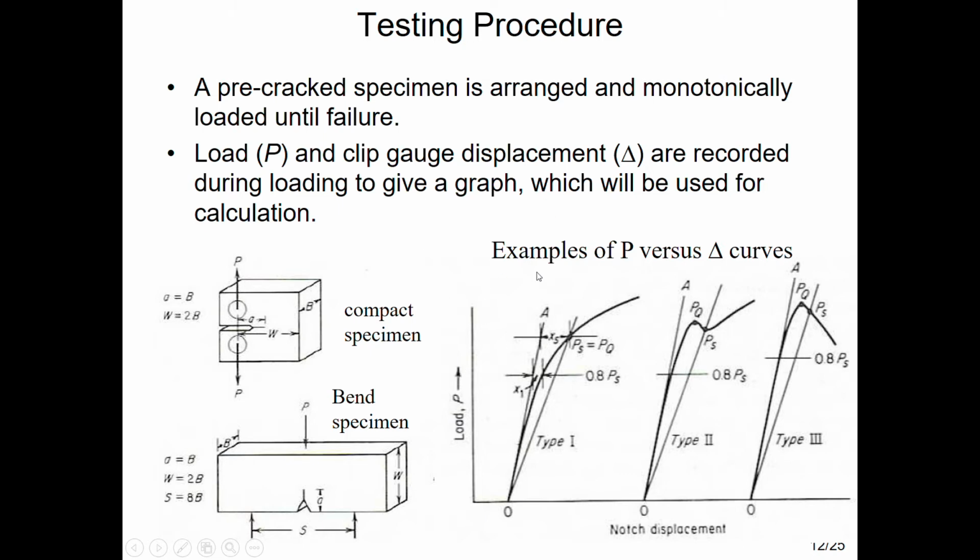So once you obtain it, either for the compact specimen or the bending specimen, it doesn't matter, as long as we have the data for the load versus notch displacement.